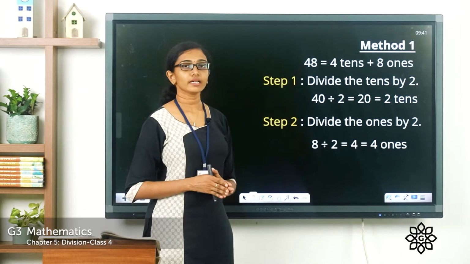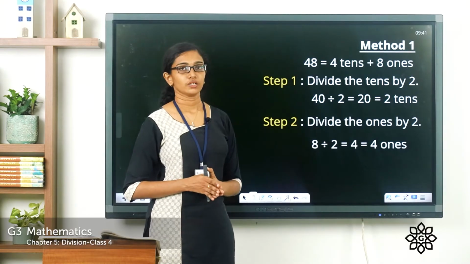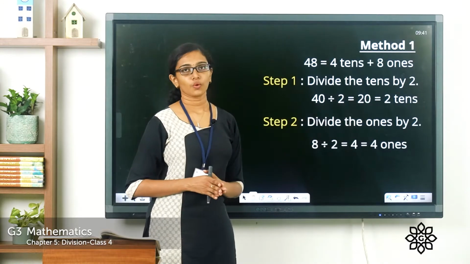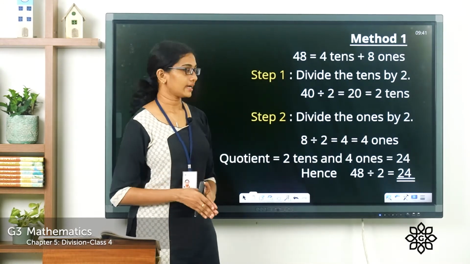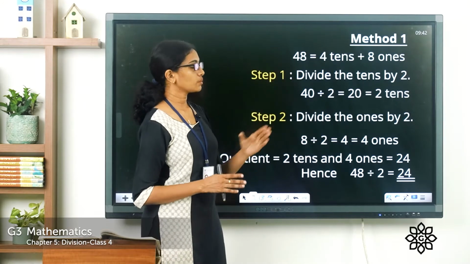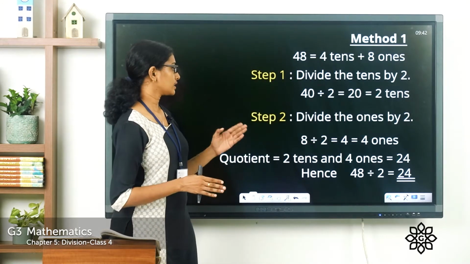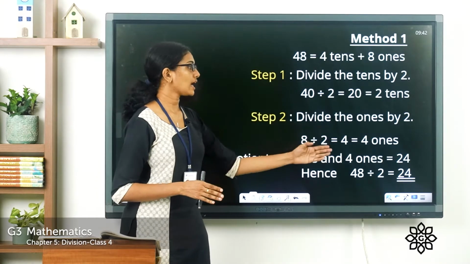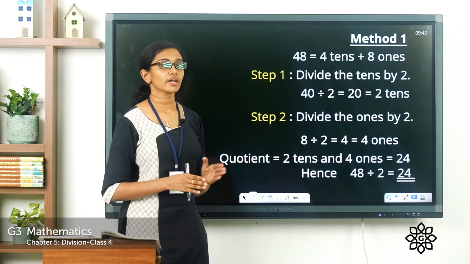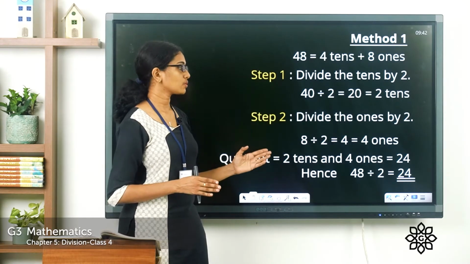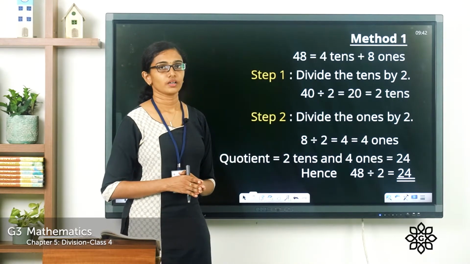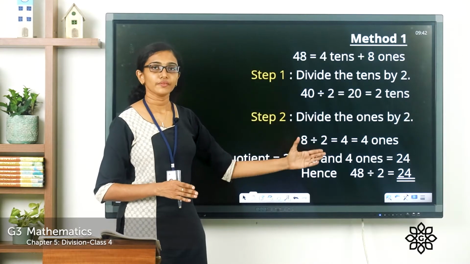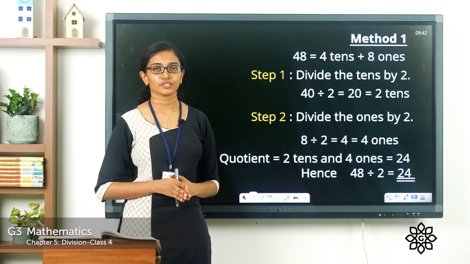Now we have divided the tens and the ones. So we got the result 2 tens and 4 ones. So we can write that 48 divided by 2, which was our question, gives the quotient, or the result of the division, as 2 tens and 4 ones. And how do you write 2 tens and 4 ones? It is equal to 24. So 48 divided by 2 is equal to 24. We have arrived at the result, or the quotient, of this division.